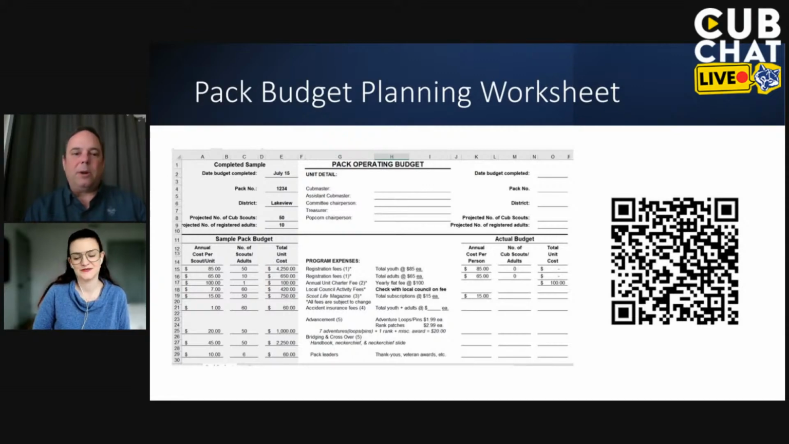So you scan that QR code. It'll take you directly to an Excel sheet. You can just save that into your drive, and then you can play around with those numbers and make those adjustments. That also, is kind of the final wrap up of this whole thing, right?